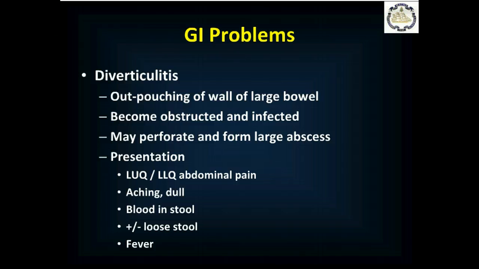So the presentation is typically left upper quadrant or left lower quadrant abdominal pain, although you can get this anywhere along the colon, so right upper and right lower quadrant pain is also a possibility. The pain tends to be achy and dull. Oftentimes the patient will have blood in their stool, and they may have diarrhea, and they may have a fever. And if the patient has a known history of diverticulosis or previous diverticulitis, that's pretty helpful as well.